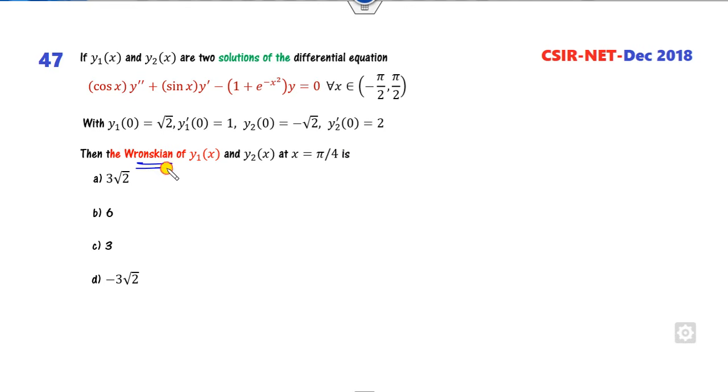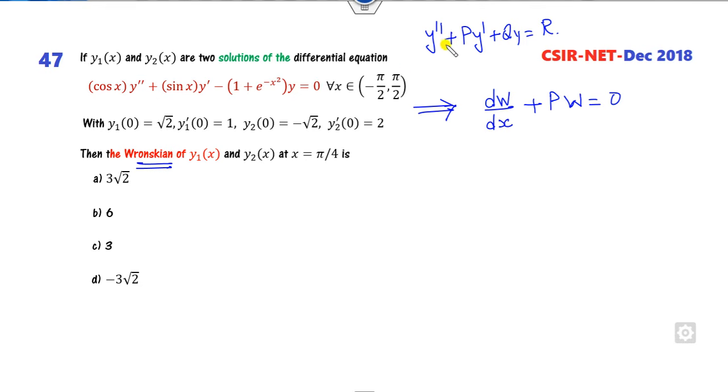Okay, now this is the Wronskian. Whenever there is a question of the Wronskian, you always start from here: W' + pW = 0. If you compare it with y'' + py' + qy = r, then the solution of the Wronskian will always be of this form. So what is P? If you compare, you have to divide by cos. So what is my P? P is nothing but sine by cos, which is my tan of x.